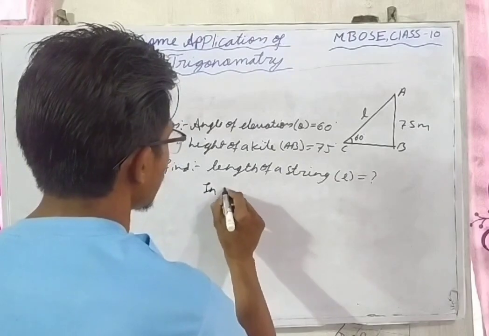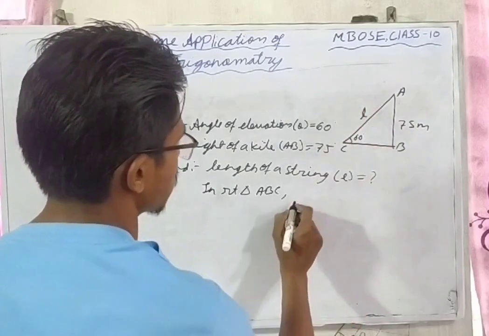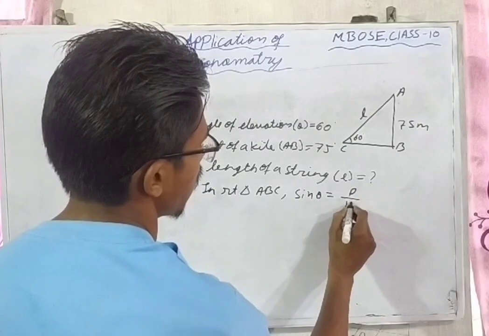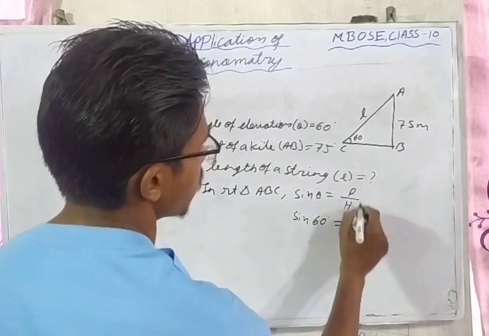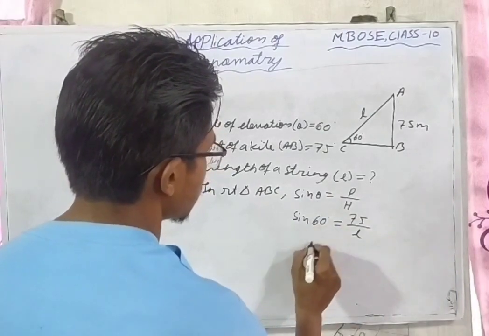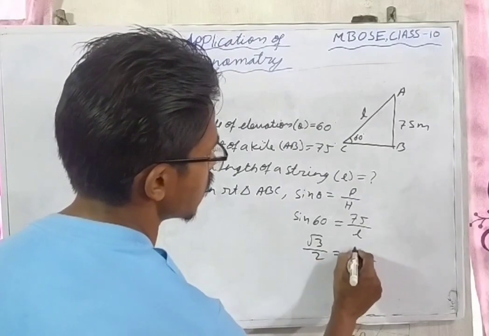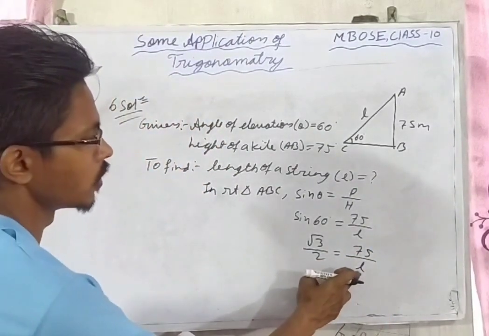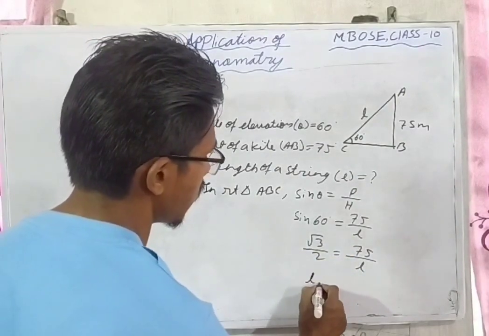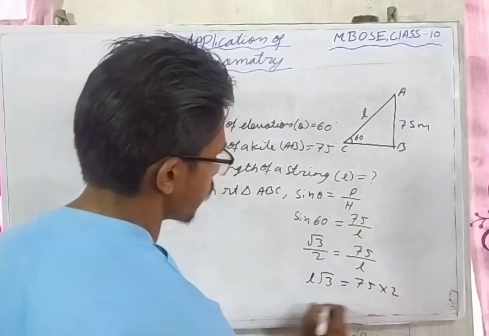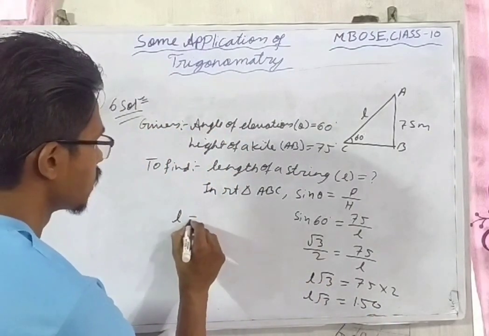So here I can write, in right triangle ABC we can use sin theta, which is perpendicular by hypotenuse. Perpendicular is already given, hypotenuse we have to find. So sin theta, theta is 60 degrees given, perpendicular is 75, hypotenuse we have to find. Sin 60 degree, if you see in the trigonometric table, is root 3 by 2, equal to 75 by L. After that we can cross multiply: L into root 3 equals 2 into 75. So L root 3 is equal to 75 into 2, which is 150.